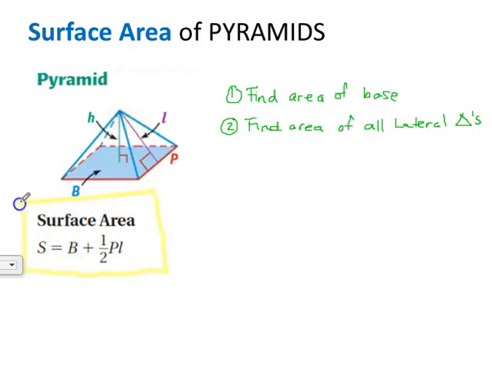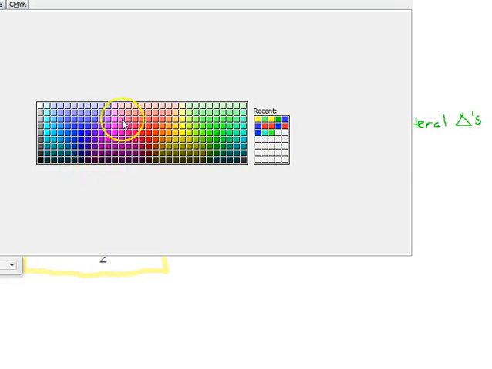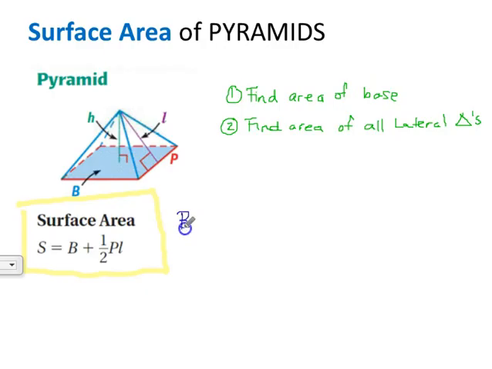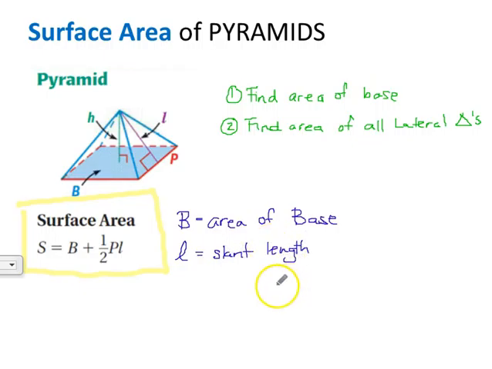The surface area is capital B. I think we all know what capital B means now. Capital B represents the area of the base. And then we've learned that L represents that slant length. And remember, that slant length is different than the overall height of the pyramid. And then P is going to represent, we've done this before, a perimeter of the base.